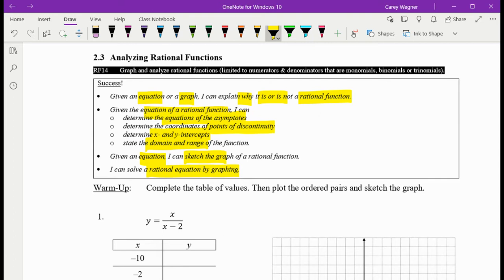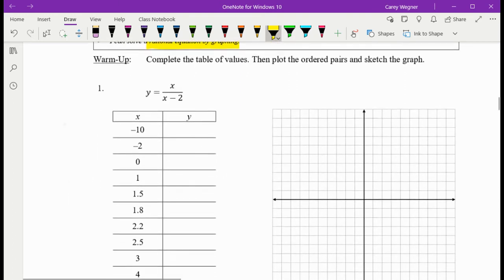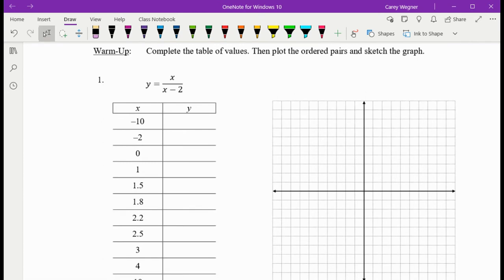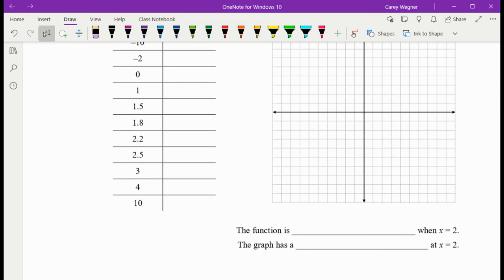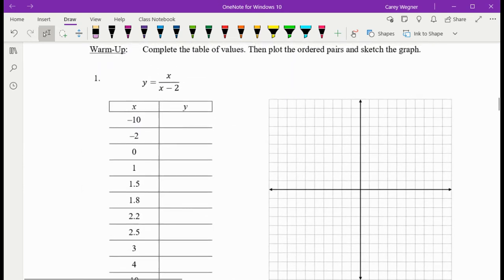As you look at the rest of this page, you will see that we have a warm-up question here. And then if you were to flip to the next page, there's another warm-up question. I would like you to pause the video at this point and complete the two warm-up questions. Beneath each grid, you'll see some statements. The function is blank when x equals 2. Don't worry about filling in those blanks. You may have an idea what goes in, and if you do, that's great, fill it in. Otherwise, just let it go, and when I go over the questions with you, then we'll get those blanks filled in. So at this point, you can pause the video.